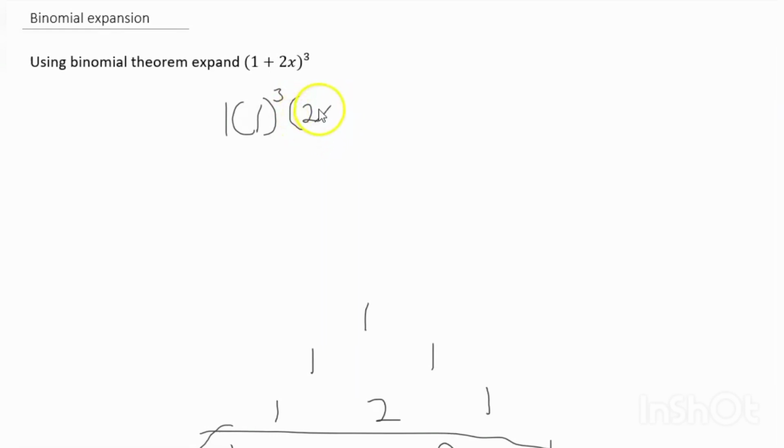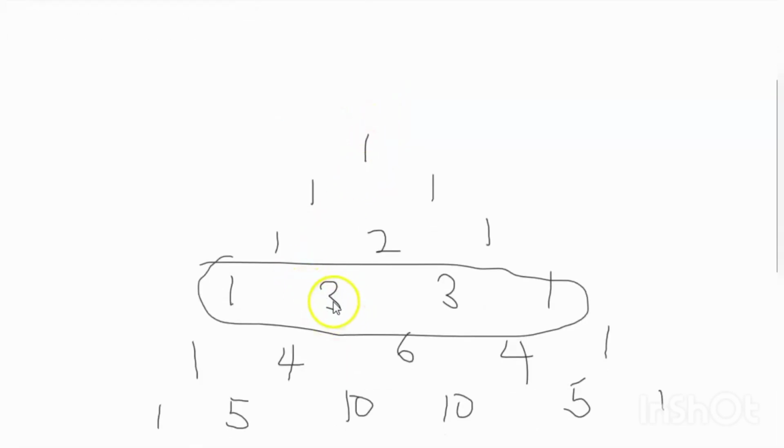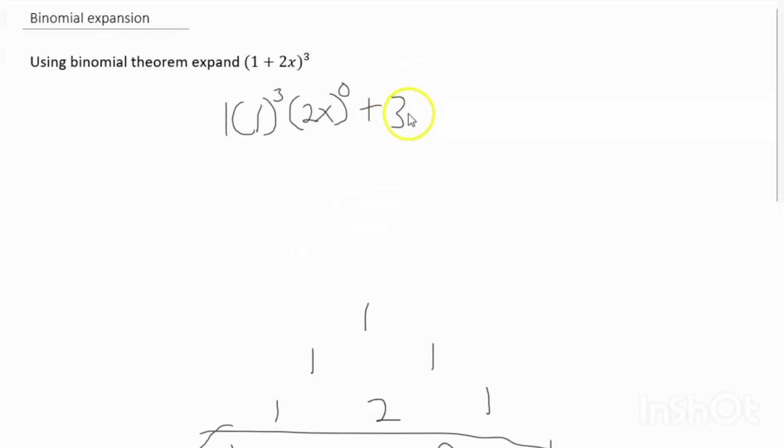So we have (2x) raised to the power of 0. Okay, just take note of that, raised to the power of 0. So we have plus, you go to the next coefficient, which is 3. So that will be 3. You open the bracket, you put 1 inside again. Now remember this was 3, or this is 3 here, right?